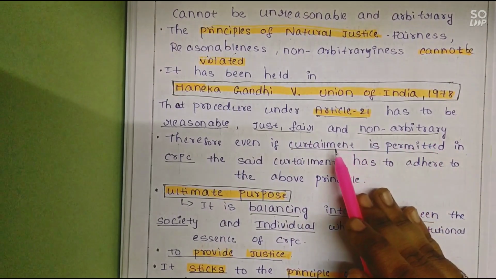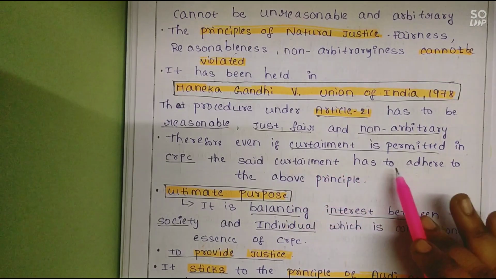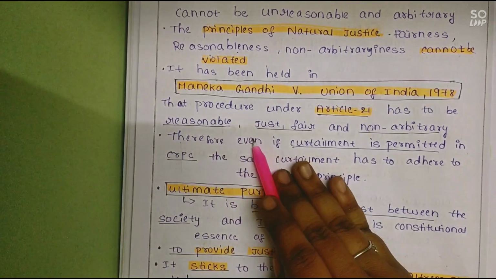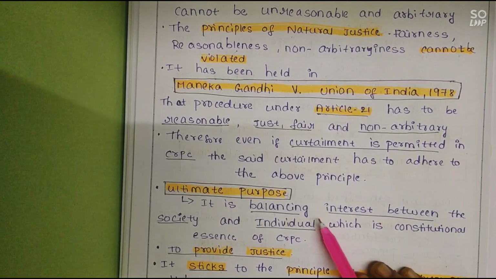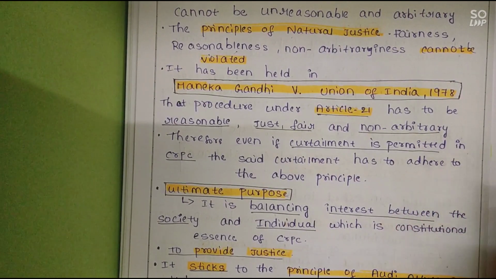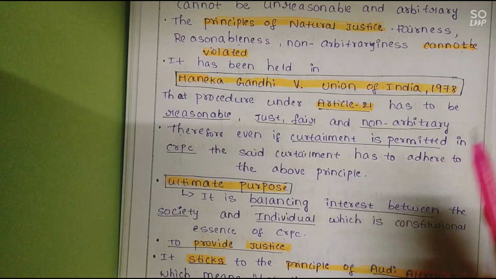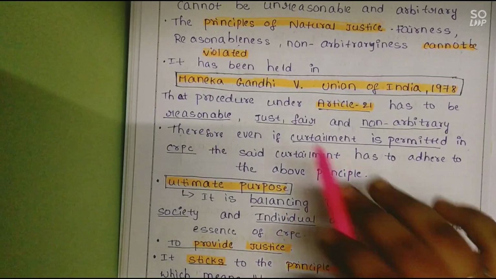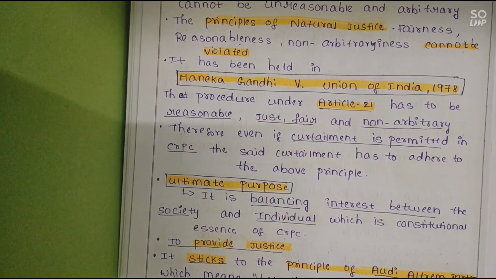The individual curtailment is permitted in CrPC if the said curtailment adheres to the above principles, that the procedure must be just, reasonable, fair and non-arbitrary. The main purpose of CrPC is balancing the interest between individual and society. To attain the societal interest, individual interest can be curtailed. It is permissible under Article 21 that the procedure must be reasonable, fair, just and non-arbitrary.